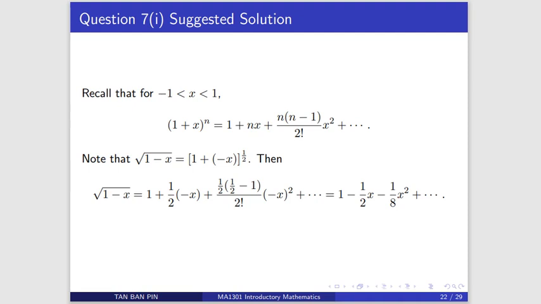Okay, so square root 1 minus x, you can write it as (1 plus minus x) power half. And looking at the generalized binomial expansion, that means this x is actually the minus x here, and n is half. So you put n as half, the x is like an a, then you sub a as minus x. And with that you will get 1 minus half x minus 1 over 8 x squared after simplification.